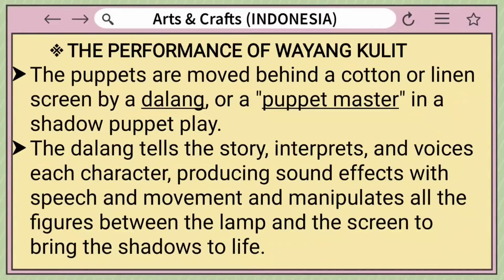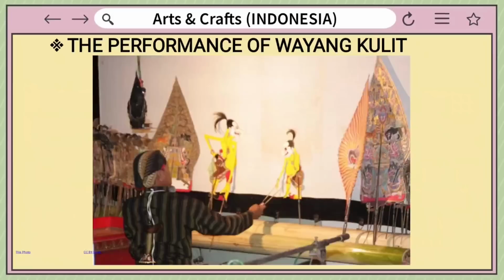The performance of wayang kulit. The puppets are moved behind a cotton or linen screen by a dalang, which is the puppet master in a shadow puppet play. The dalang tells the story, interprets, and voices each character, producing sound effects with speech and movement, and manipulates all the figures between the lamp and the screen to bring the shadows to life. This is an example of a picture of how wayang kulit is performed.